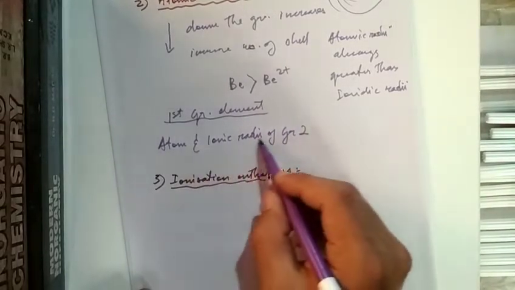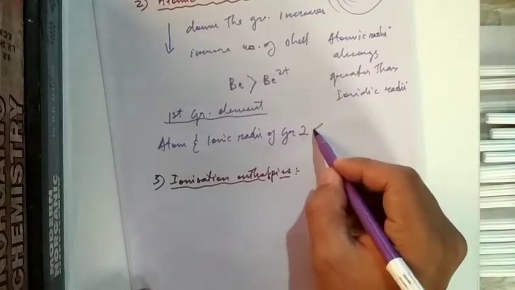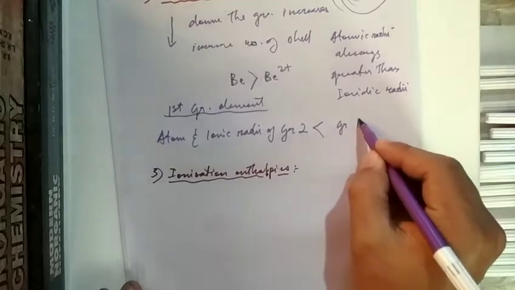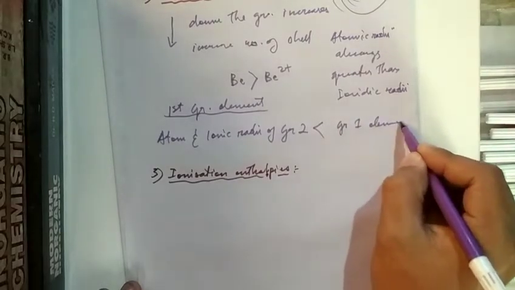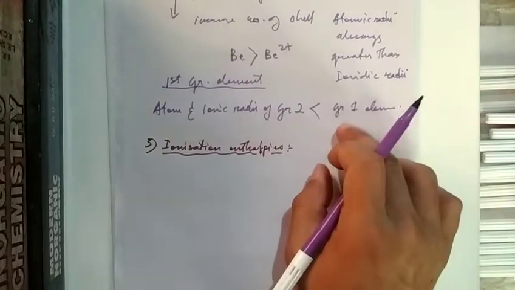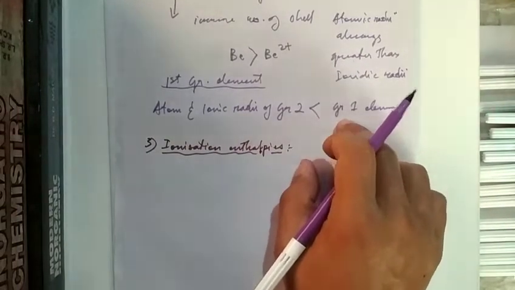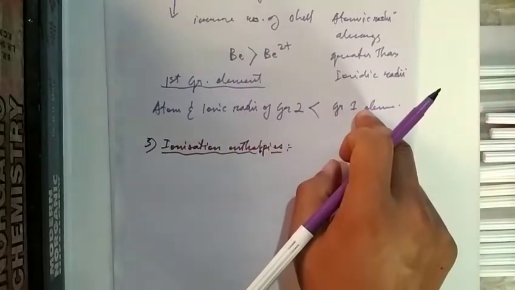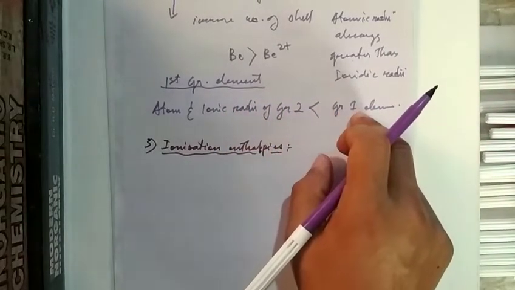So the atomic and ionic radii of group 2 elements are smaller than those of group 1 elements. We are going to discuss the reason why group 2 has smaller atomic and ionic radii than group 1.